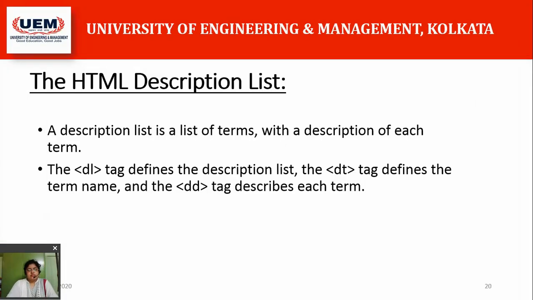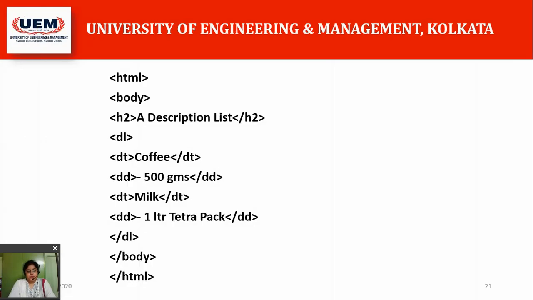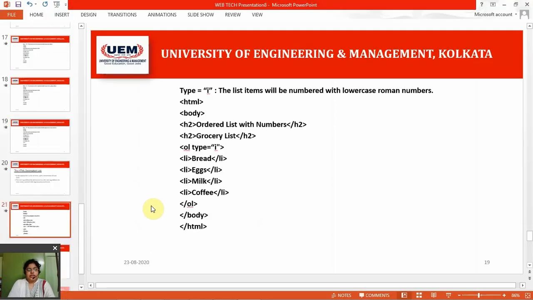Now next is the HTML description list. So far you have learned the unordered list and the ordered list. Now a description list is a list of terms with a description of each term, like in a dictionary. The DL tag defines the description list, the DT tag defines the term name, and the DD tag describes each term. So this is the basic code of the DL tag.